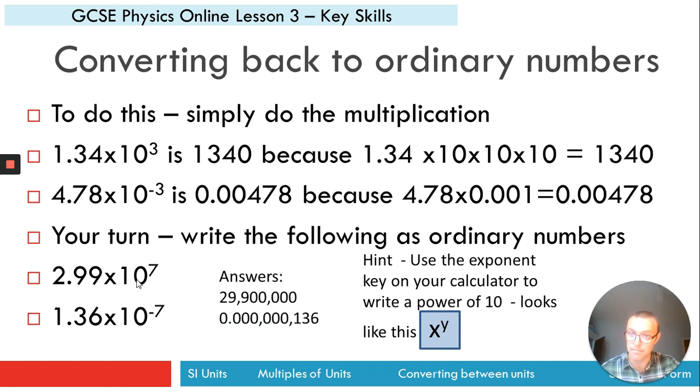29.9 million and 0.00000136. You can do it without a calculator, simply by moving the decimal place 7 places to the right if it's 10 to the power 7, or 7 places to the left if it's 10 to the power minus 7.